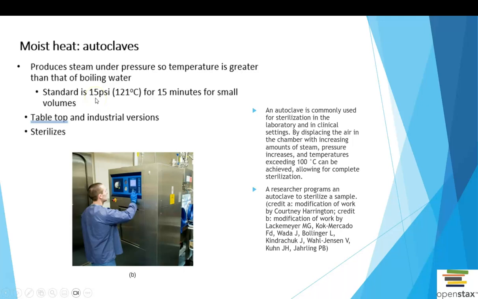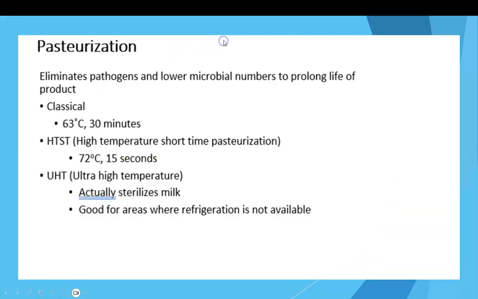And it has a pressure of 15 PSI. Because the heat is moist, it has water in it, so it can penetrate more easily into that solution or that item that we want to sterilize. So that's why you need a shorter amount of time and you need lower temperature in comparison with the dry heat in order to do the sterilization of the material.